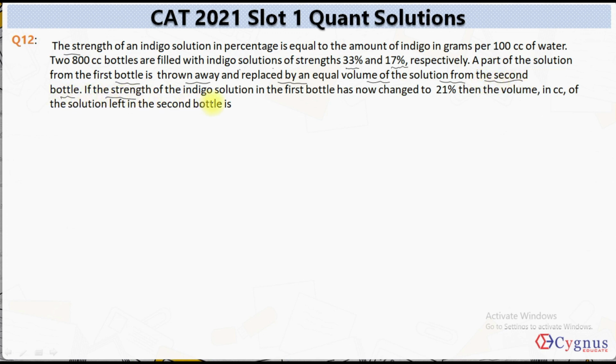If the strength of the indigo solution in the first bottle has now changed to 21%, it's something like what? I have two vessels and the capacity of both the vessels is equal to 800 cc.